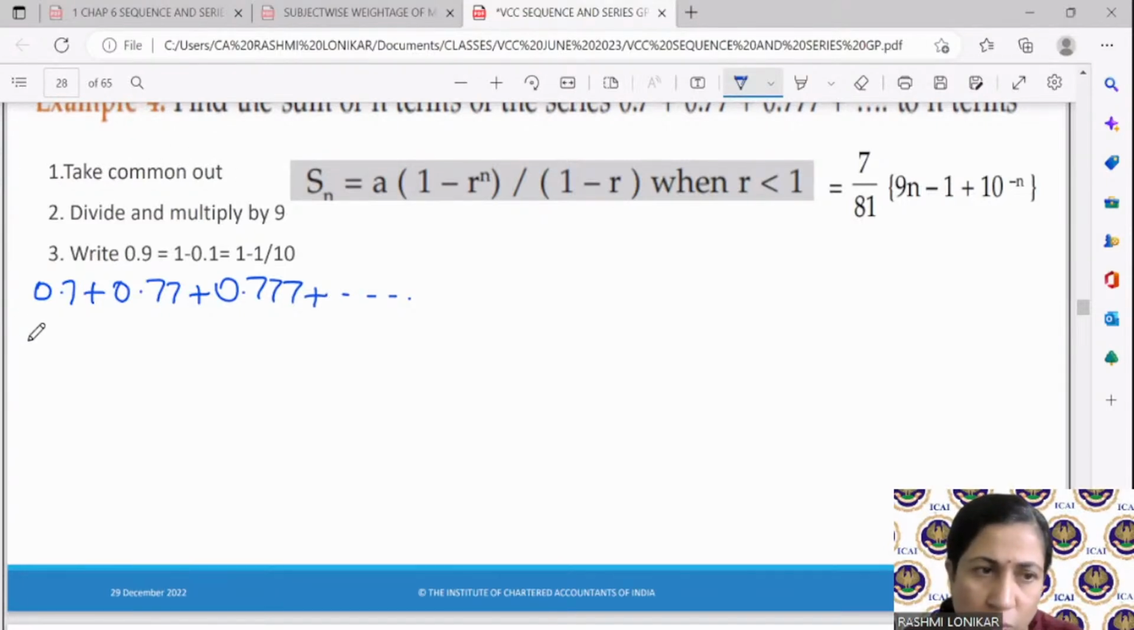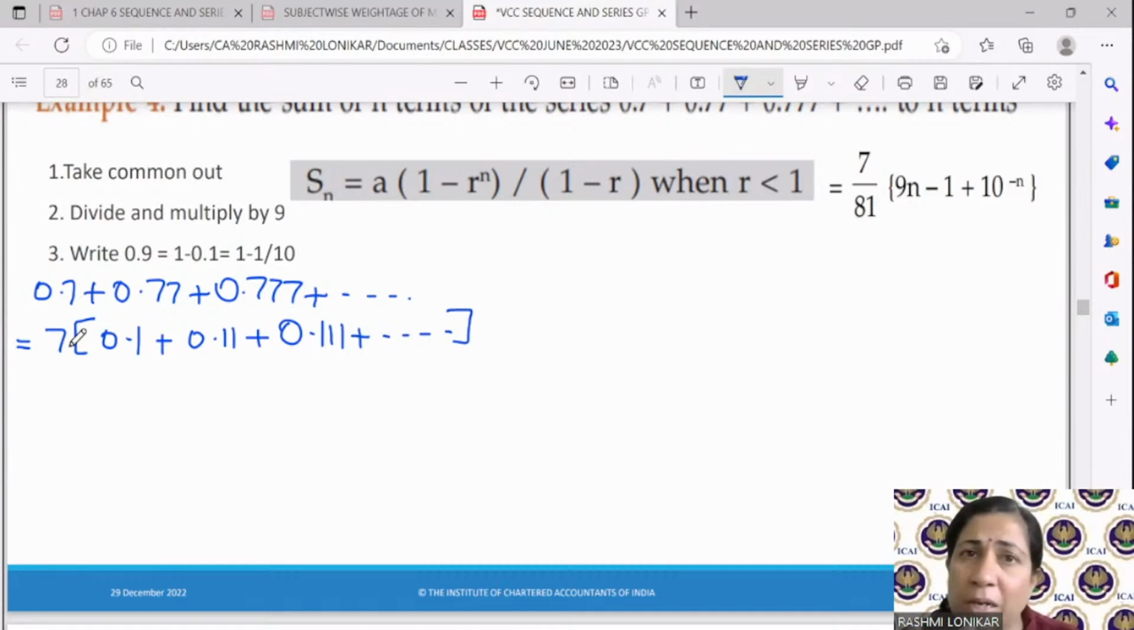Take common out. So what number am I going to take? 7. Okay. I won't take the decimal out. I'm just taking the number out. So what am I left with? 0.1 plus 0.11 plus 0.111 and so on. Okay.